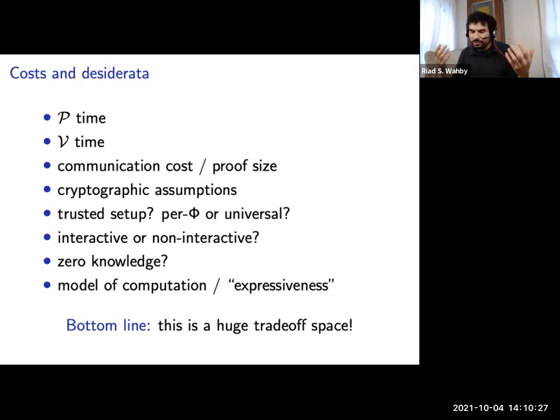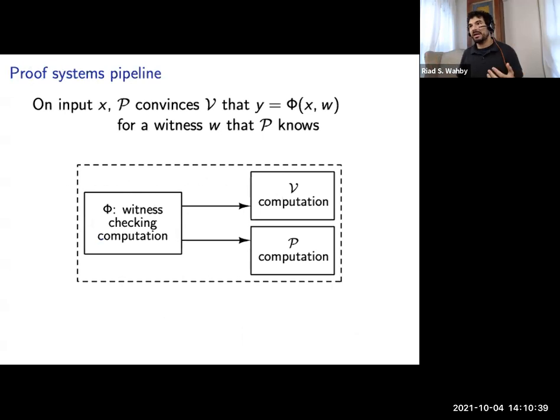So when I say a proof system, and a built proof system in particular, usually I'm going to mean something that takes in a computation and converts it into some form and then outputs the verifier and the prover. So really it's kind of like a pipeline. We go from a computation phi to the computation that the verifier would run and the computation that the prover could run. And as we saw in the last slide, this is a computation such that the prover convinces the verifier that y equals phi on x and w, for a witness that the prover knows. So this kind of pipeline has two stages to it.